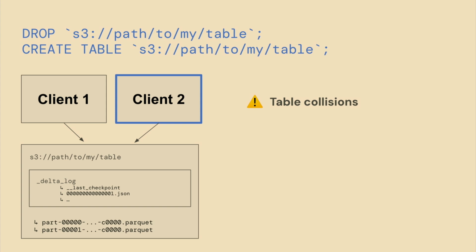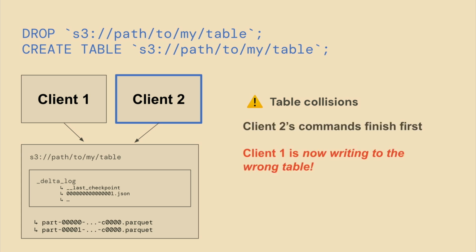And while that command is still executing, client two goes ahead and does a drop and create on the same path. This is also a pretty common pattern. But since this command is probably a little bit faster than the merge, it finishes first. Blue client finishes first. And so what happens is that client one, when it finishes the merge command, is actually writing to the wrong table. It's writing to this new table, not the table that I thought it was writing to before.